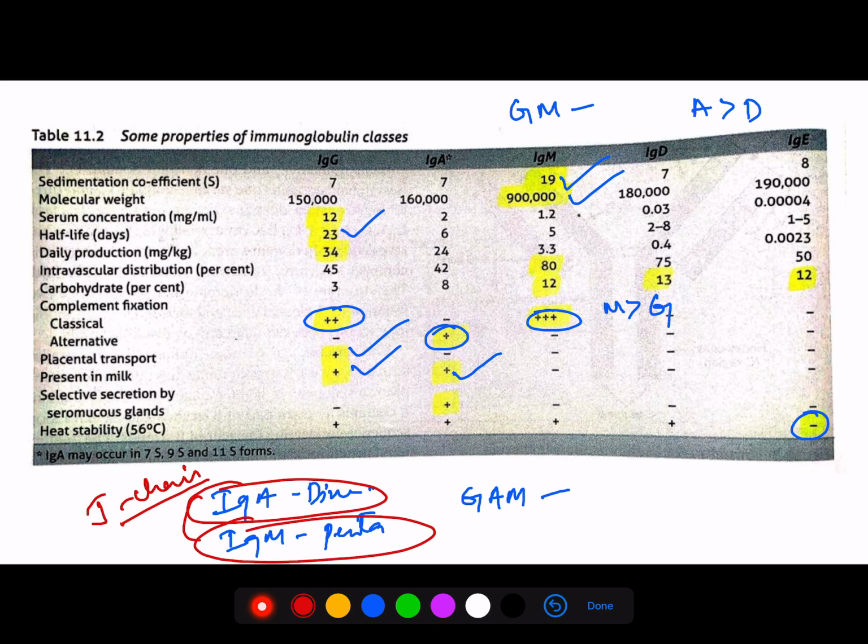IgM has five, held together by the J chain, because the IgM structure is something like you'll have five parts: 1, 2, 3, 4, 5. So this is going to be the structure. IgA is going to be like this. It's going to have two.